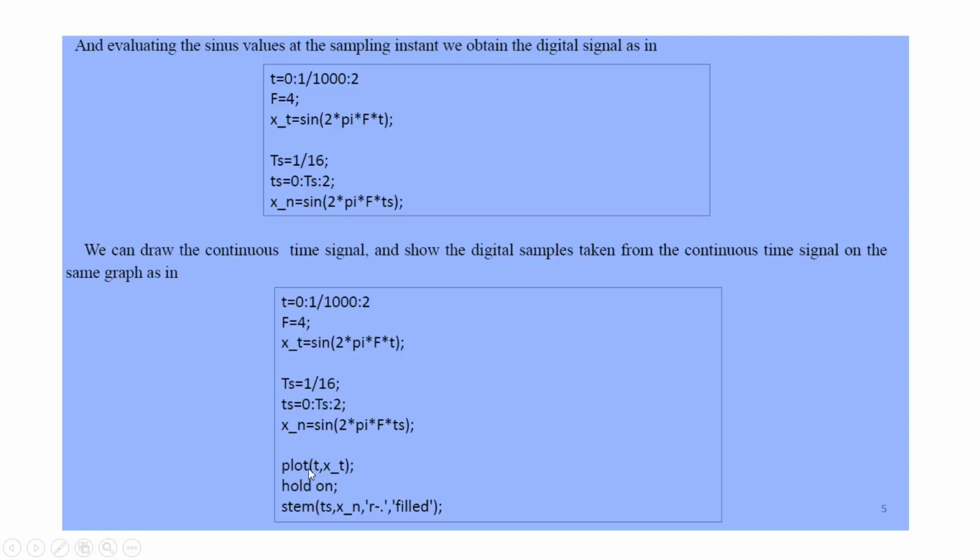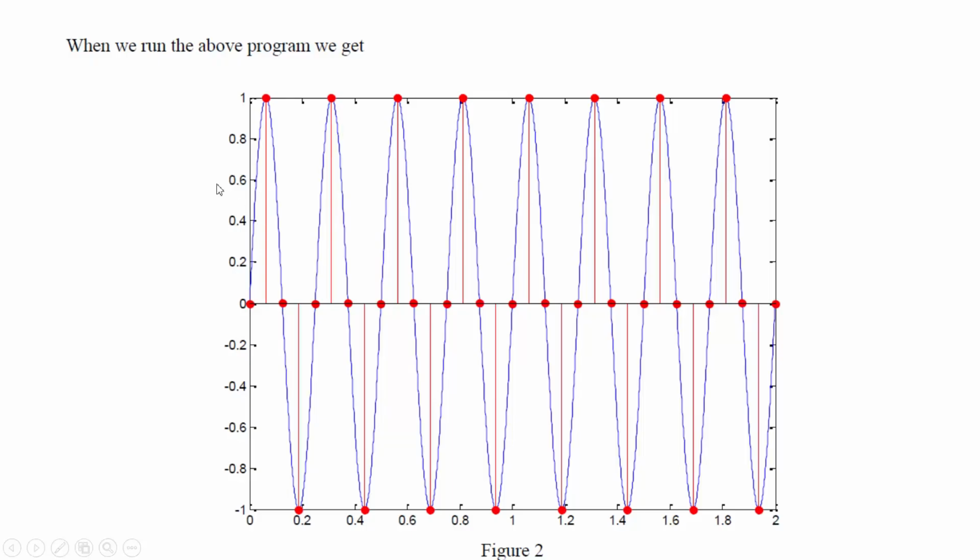Up till here, now we need to plot these two signals. We will use the plot command, plot t comma x underscore t. This will plot the continuous time signal, because plot helps in plotting the continuous time signal. Hold on will retain this graph, and stem is used in MATLAB to plot the discrete signal, where Ts is the discrete sequence along the x-axis, and xn is the signal defined here, which is the digital or discrete signal. Red is the color of the signal, and filled is used because you will get circles at the endpoints.